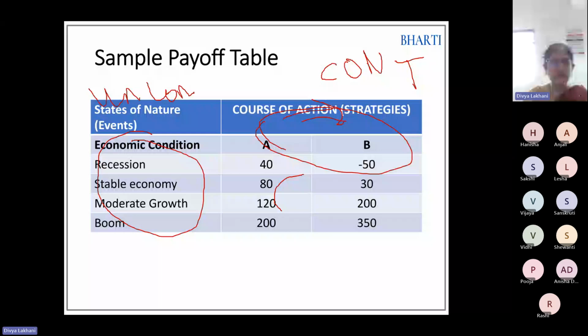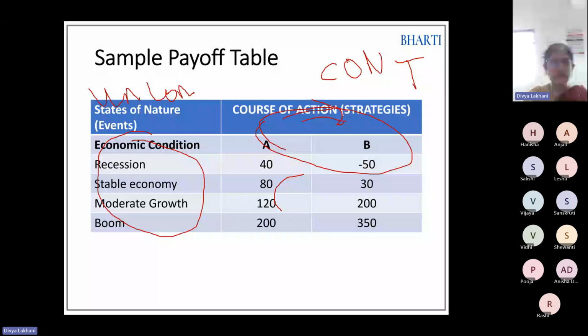Now, what are the different decision making environments? Suppose you will have a question in the examination: what are the different decision making environments? So it's a 2-mark question. You will just say the following are the decision making environments. Number 1, decision making under certainty, decision making under risk, and decision making under uncertainty. So there are 3 decision making environments.